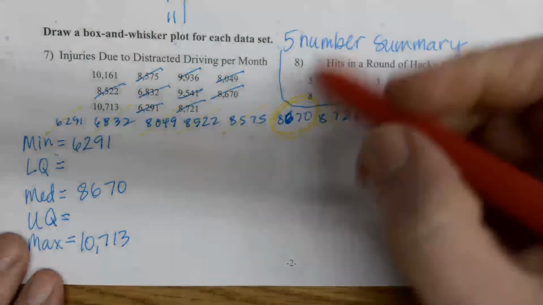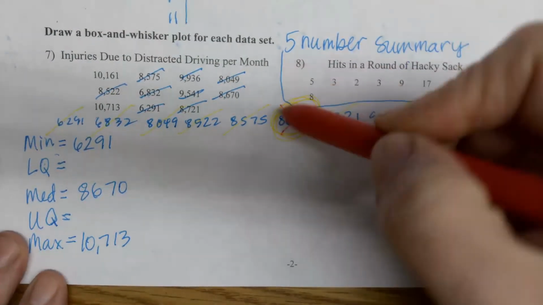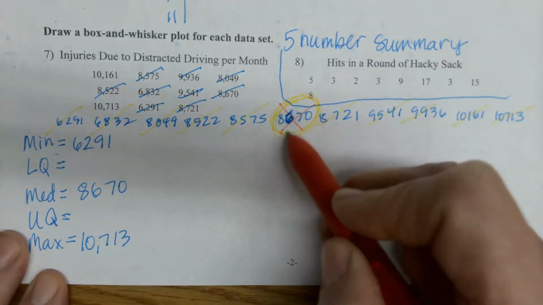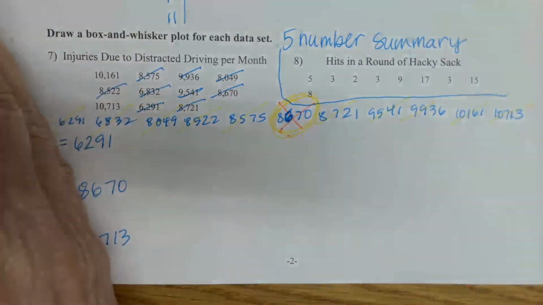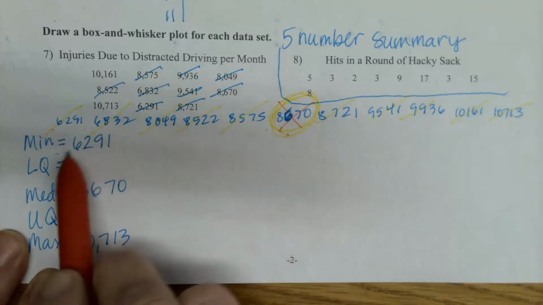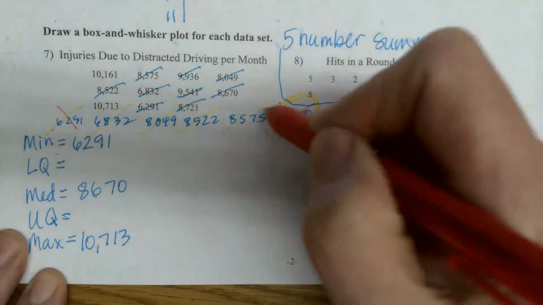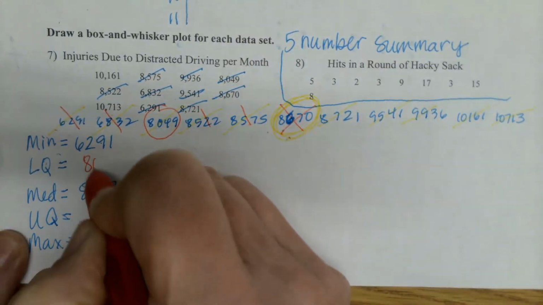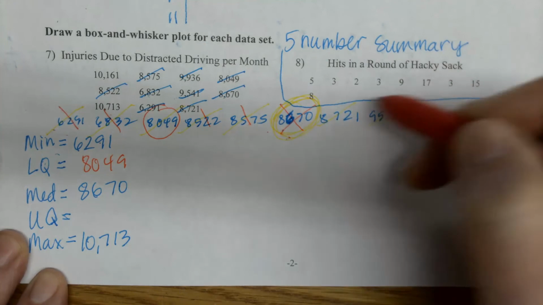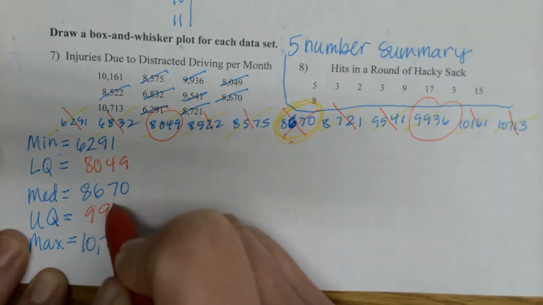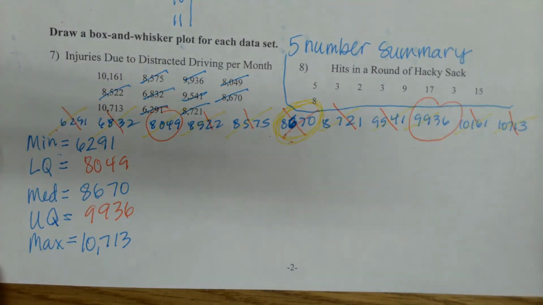Now I have to find the middle of the lower half and the middle of the upper half. If I only have one middle number, this one's done. I can't use it anymore. Remember, if you do have 2 middle numbers, then you put the first middle number on the lower half and the second middle number on the upper half. But I only have one middle number, so I can't use it again. So now I start again, low, high, middle number, 8,049, and I do the same thing on the upper end. Low, high, middle number, 9,936.